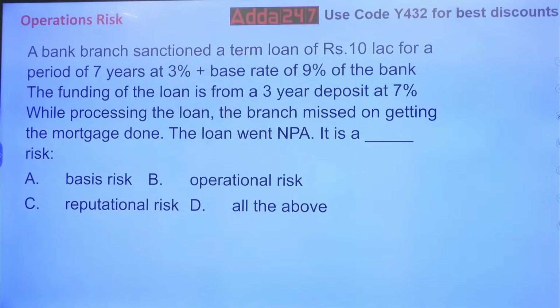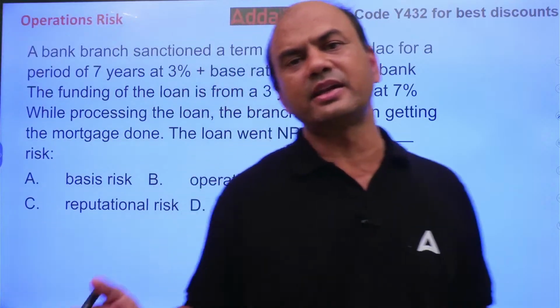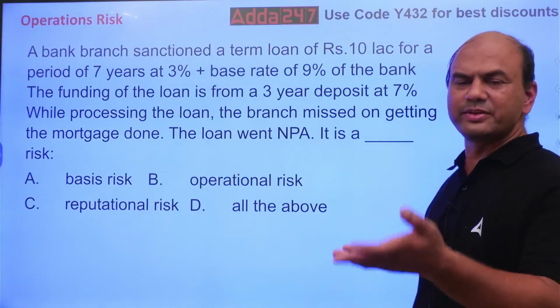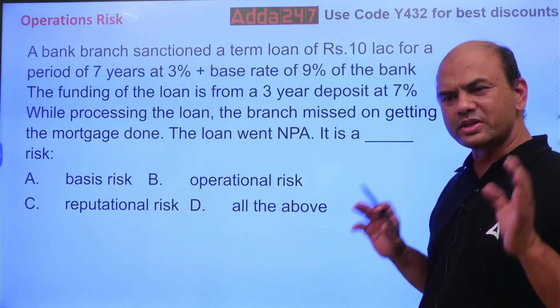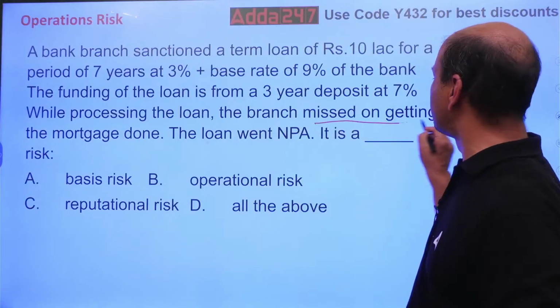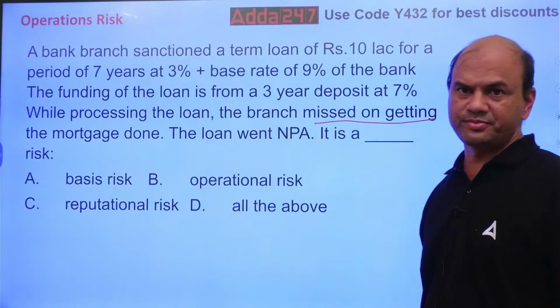There is always a very small tricky line in this question. Everything else is of no use to you. The bank sanctioned a loan of 10 lakhs for 7 years, base rate 9%, deposit is 7%. All this is irrelevant. The question is really different. The question is only this: missed on getting the mortgage. Missed on getting the mortgage.